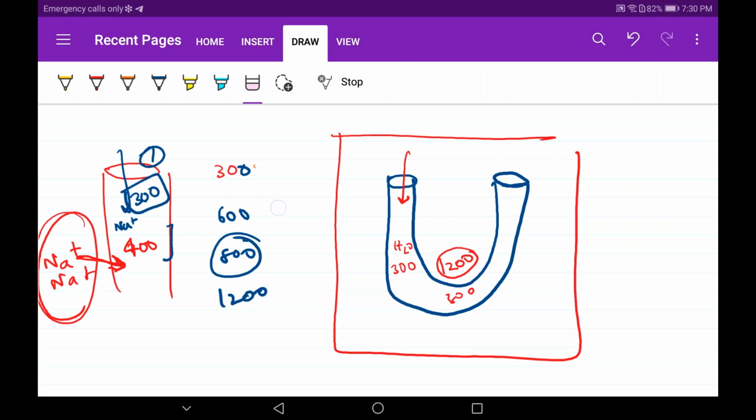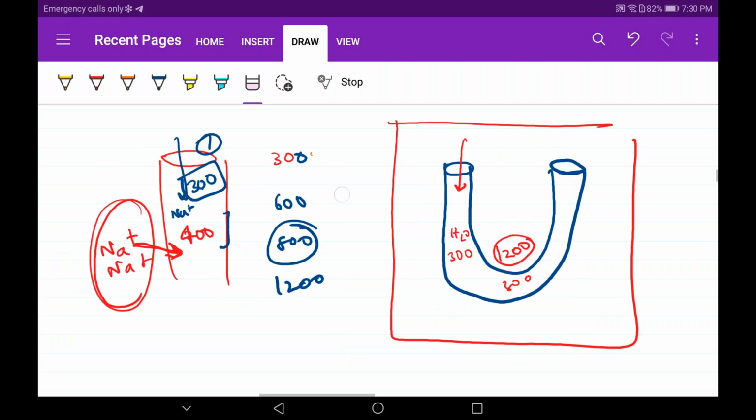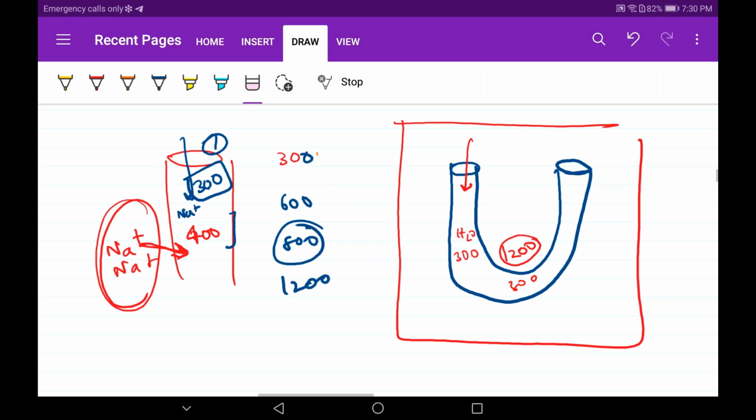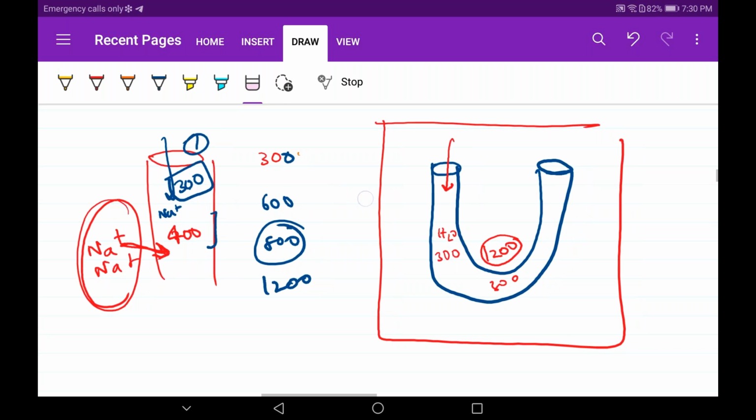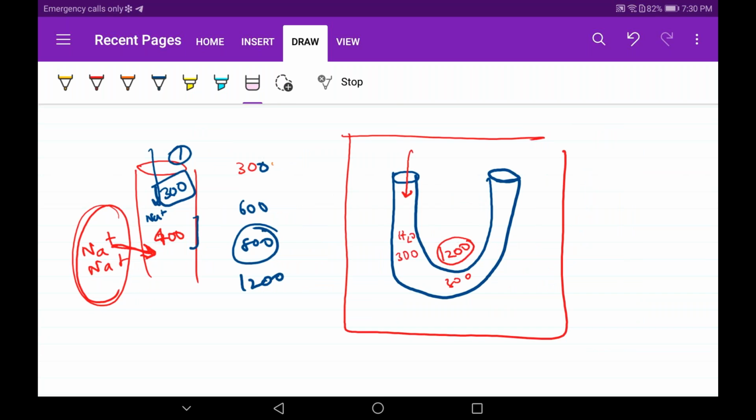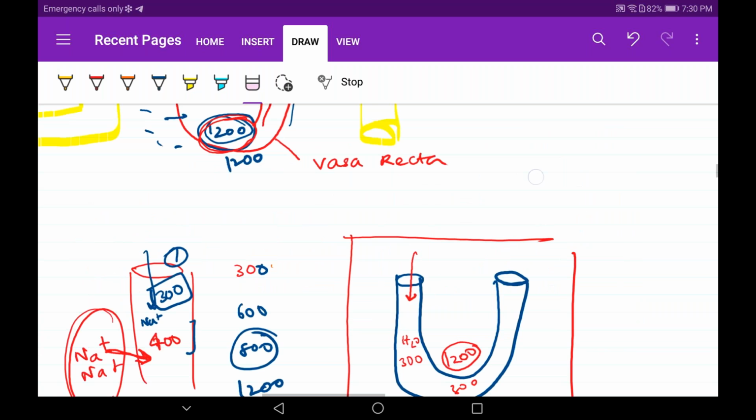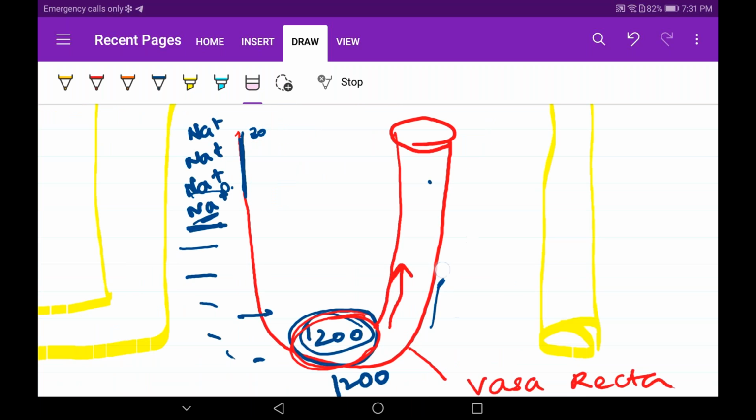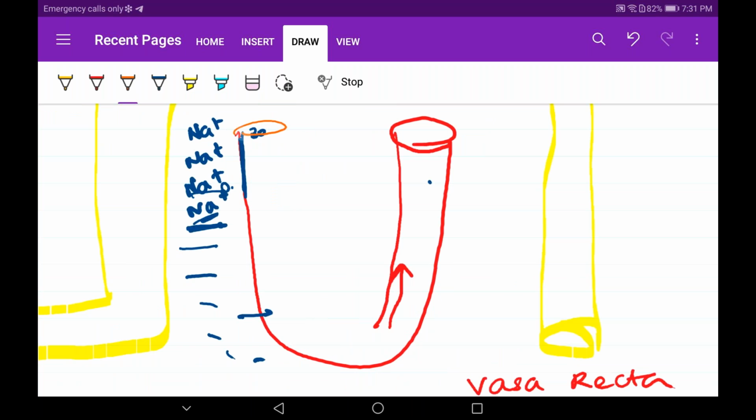Oh, sorry. One second. I think I got a bit confused over here. One minute. Let's not talk about water. I think you are getting confused. My bad. Let's not talk about water, you will get confused. Let's just talk about the solutes.